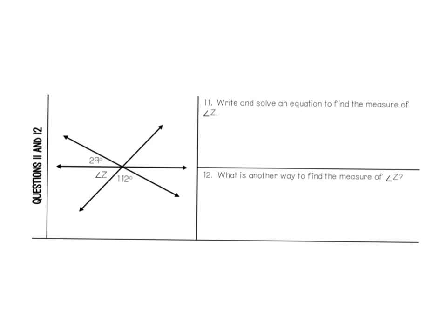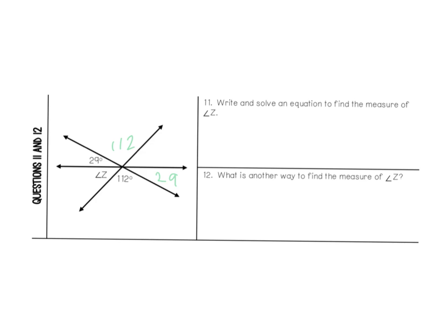All right, the next one says write and solve an equation to find the measure of angle Z. So to do this, I need to look at a couple different relationships. So I have 112, and I can also fill in its vertical angle here. So straight across is also going to be 112. I have 29, and straight across from that is also going to be 29.